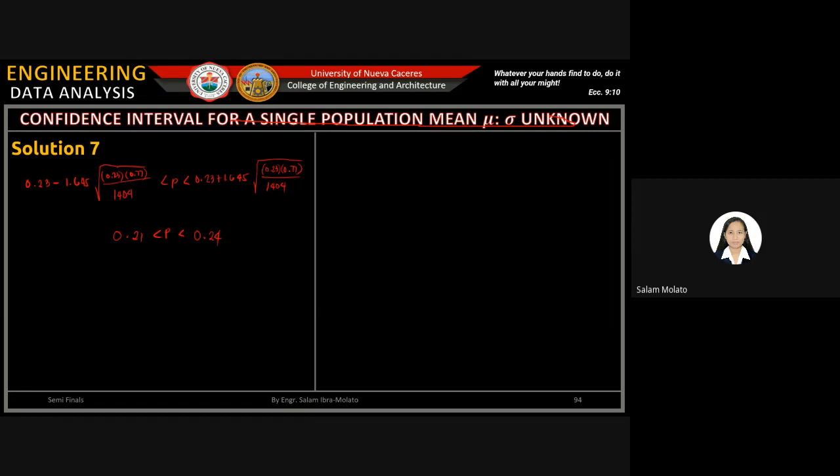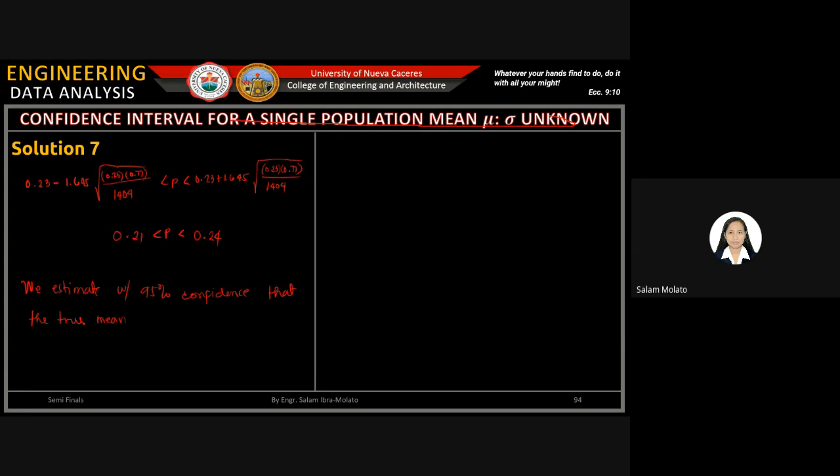So, it can be 0.21, 0.212, that's fine, right? 0.248, three decimal places is fine. Okay? So, this is the answer. So, we estimate with 95% confidence that you can say the true mean.